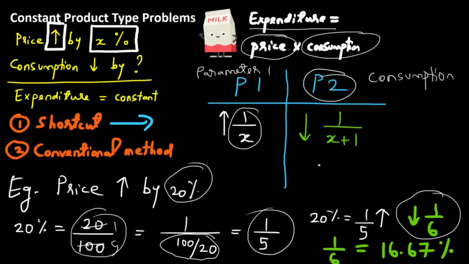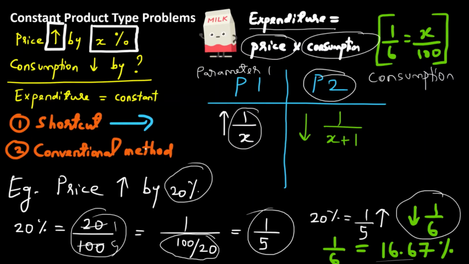So if the price increased by 20%, the consumption has to be reduced by 16.67%. Remember, how do you do this conversion? That 1 by 6 is 16.67%. That's using 1 by 6 is equal to x by 100, and you just need to find x, right? So x will be 1 by 6 into 100, and that will be 16.67%.